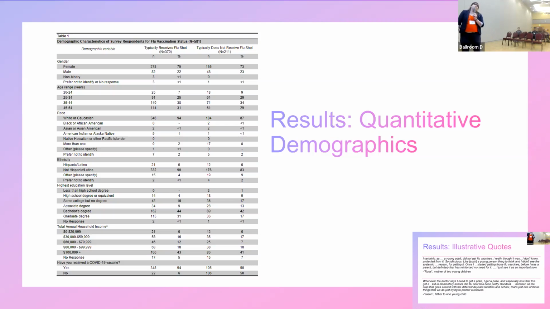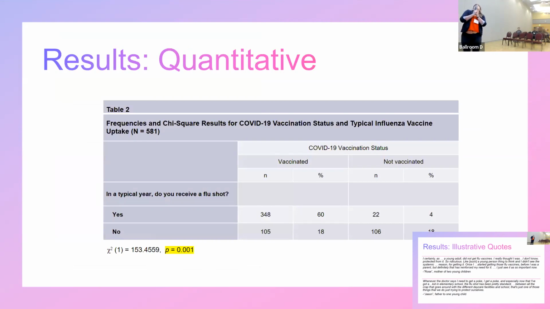Okay, I'm going to read one quote really quickly. These are pseudonyms. So Rose, a mother of 2 young children, said, "I certainly as a young adult did not get flu vaccines. I really thought I was, I don't know, protected from it. So ridiculous. Like such a young person thing to think. And I didn't see the systemic reason for getting it. Once I started getting those flu vaccines before I was a parent, but definitely that has reinforced my need for it. I just see it as so important now."